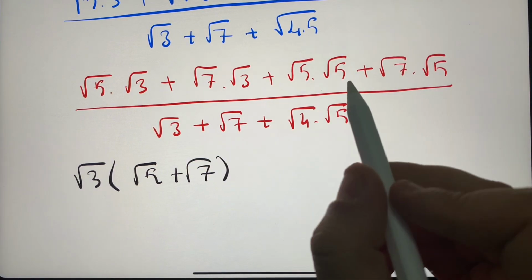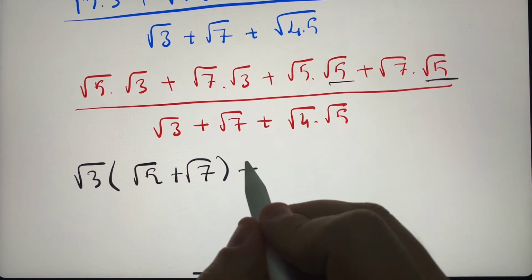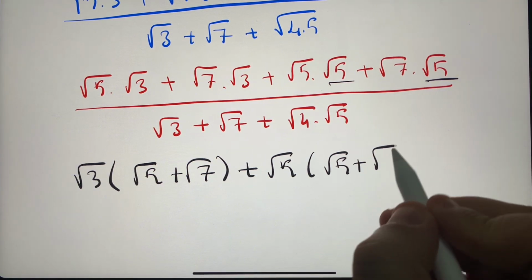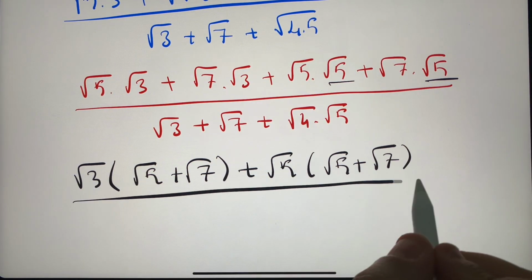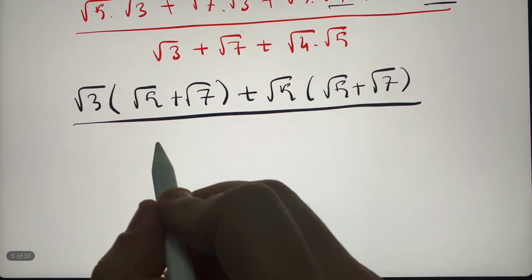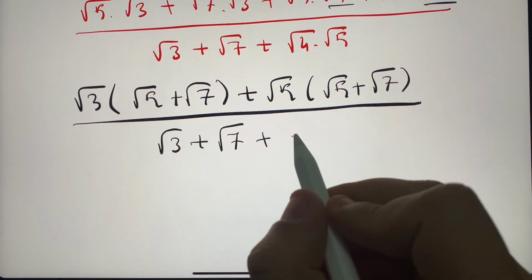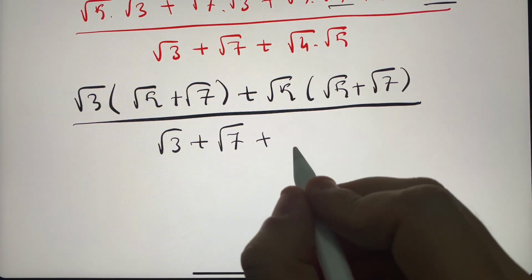Let's take root 5 out as a bracket here too: root 5 times (root 5 plus root 7), divided by root 3 plus root 7 plus. We can write these 4 roots 5 as 2 roots 5.